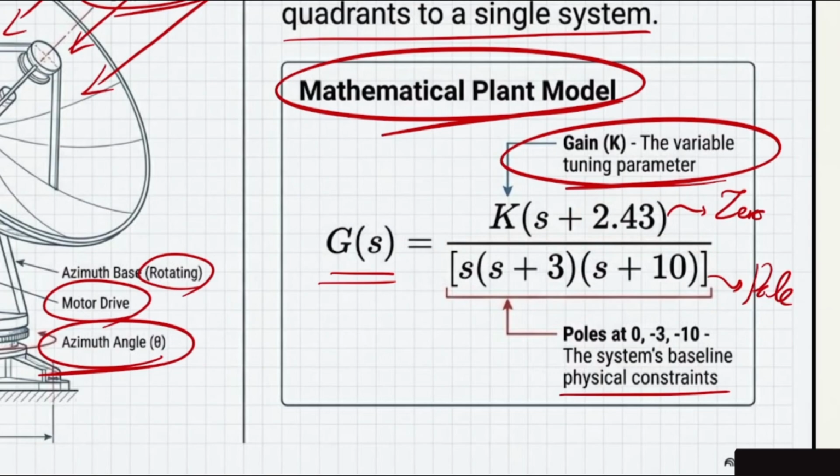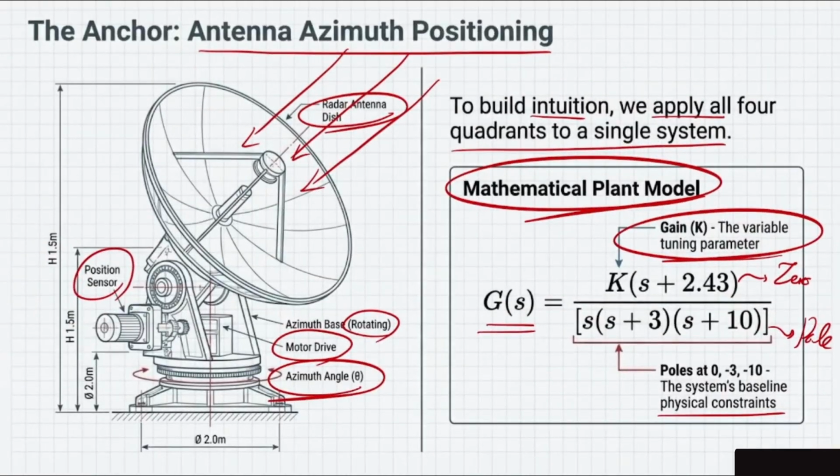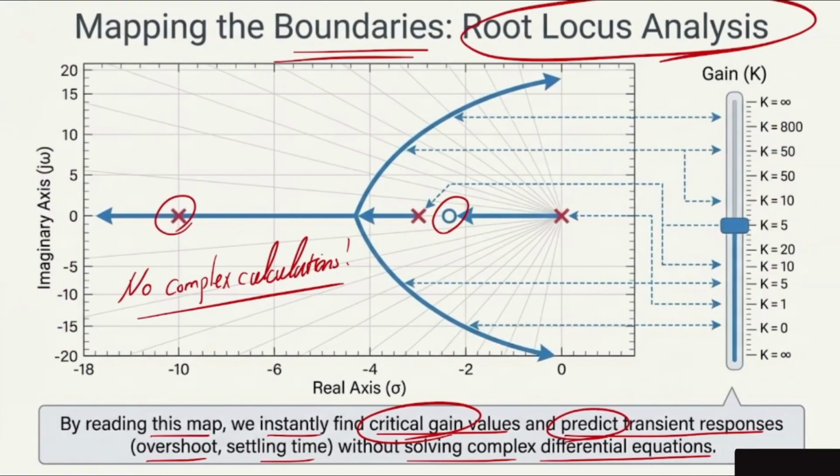As I told you, the very first step for the root locus analysis is that we have to find the zeros and the poles. So the zero is obviously at negative 2.43, and we have 3 poles: at 0, at negative 3, and at negative 10. This is going to be the system based on physical constraint, and K means gain. Based on changing the K, we obviously change the position of our system based on the zeros and poles themselves.